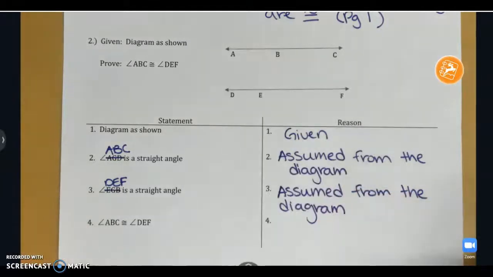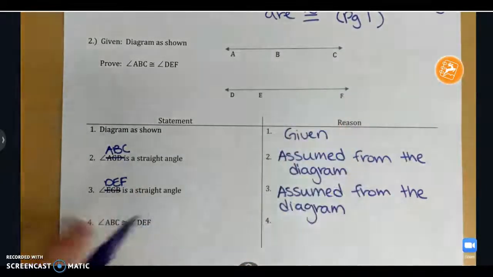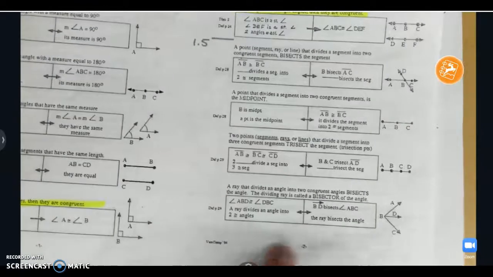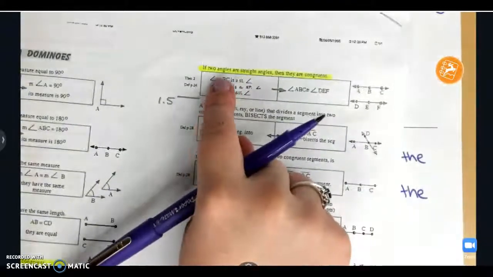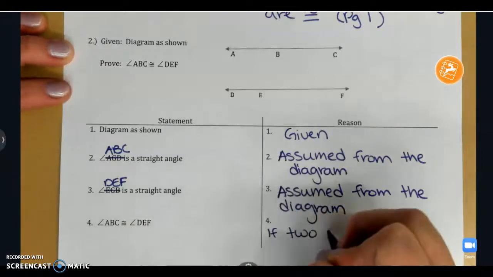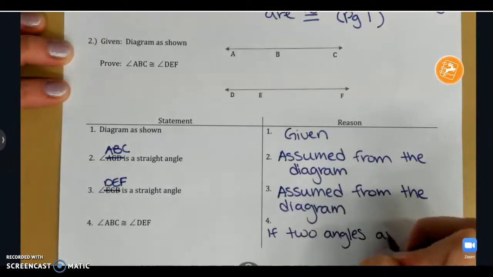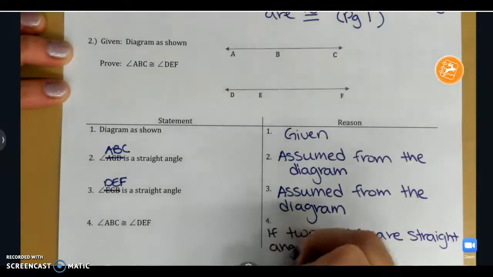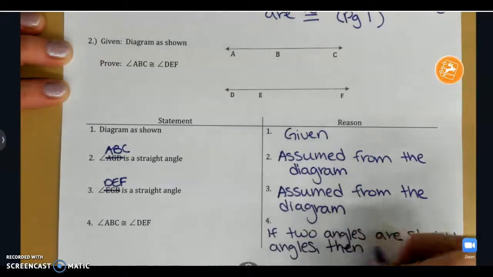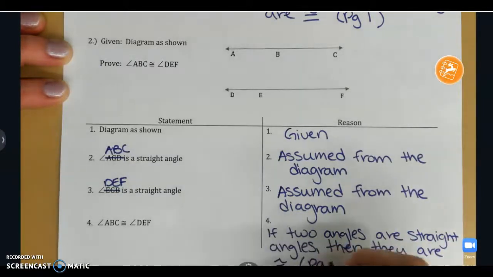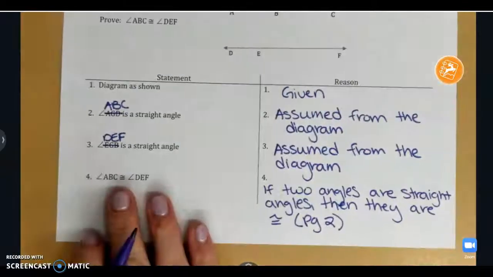So up to this point, I have shown that I have two straight angles. So if I want to say that those two straight angles are congruent, I can pull this theorem. This is page 2 of our dominoes. If two angles are straight angles, then they are congruent. I have two straight angles, so if two angles are straight angles, then they are congruent. And I'm just going to reference that was from page 2 of my dominoes. That's where that theorem came from.